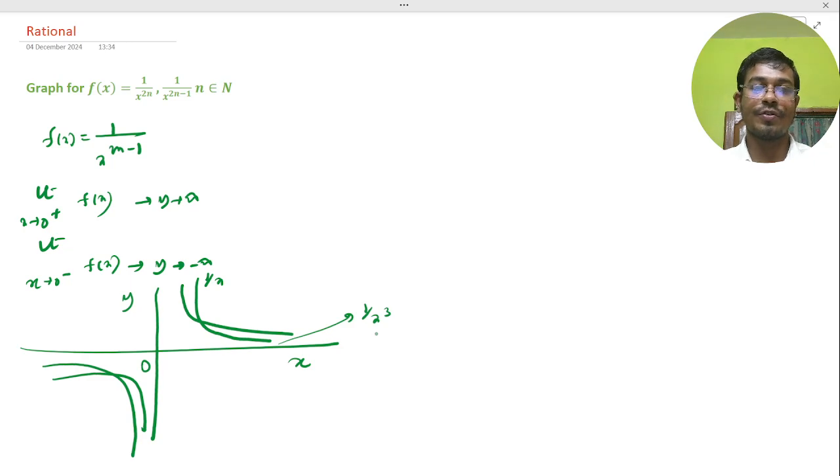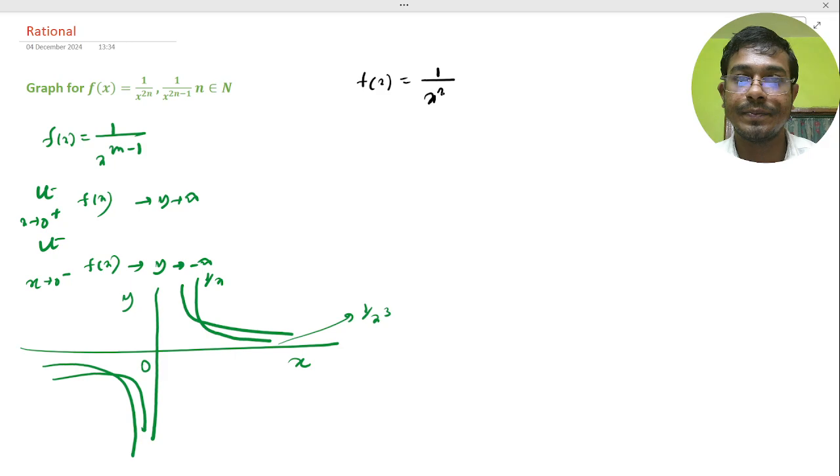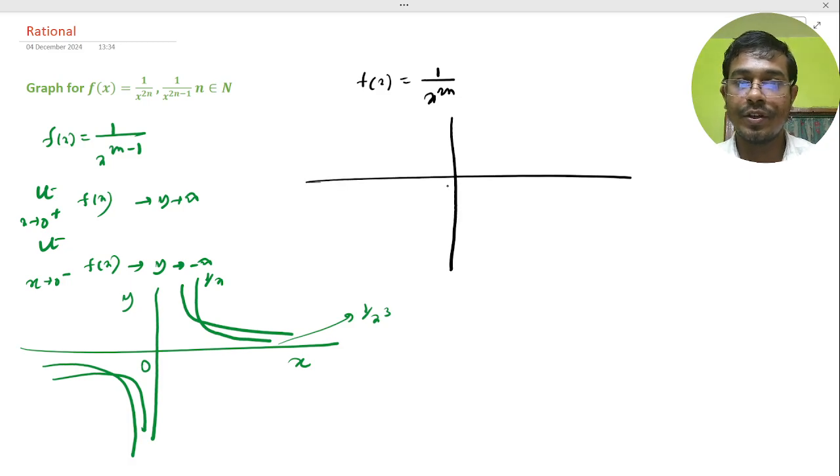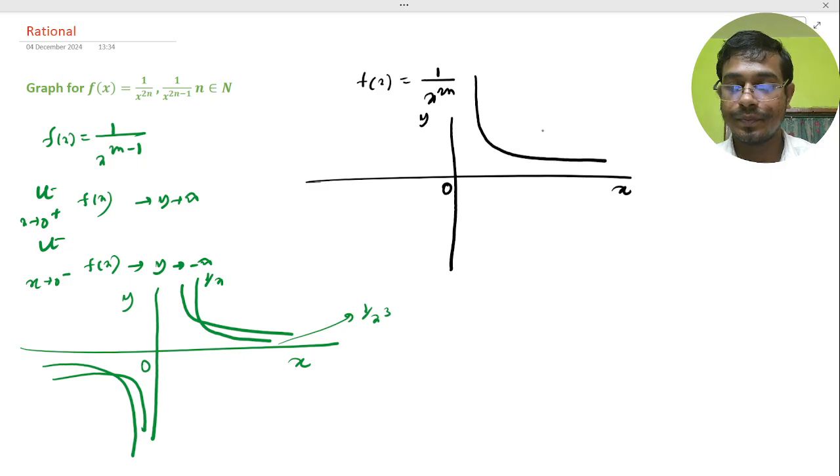So dot dot dot, we just plot the general form 1 by x to the power 2n minus 1. Go ahead to our next, the even function f(x) = 1 by x to the power 2n. For that, this is an even function, and so basically it would be symmetric about the y axis. So this one is the origin, x and y axis, and the 1 by x square is basically like that, and x to the power 4 like that.